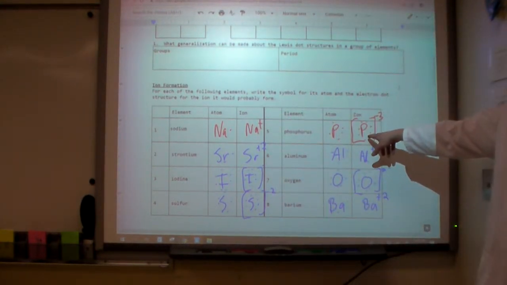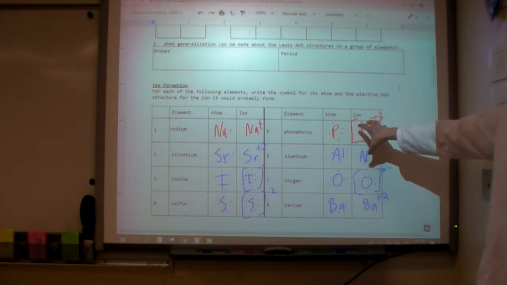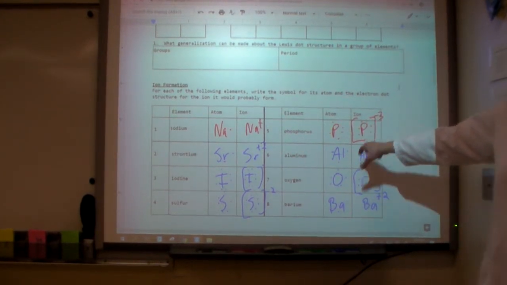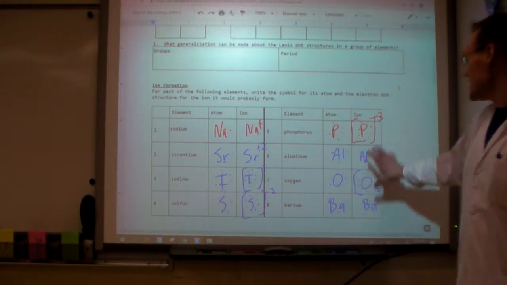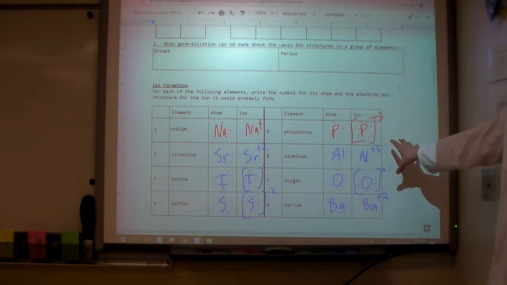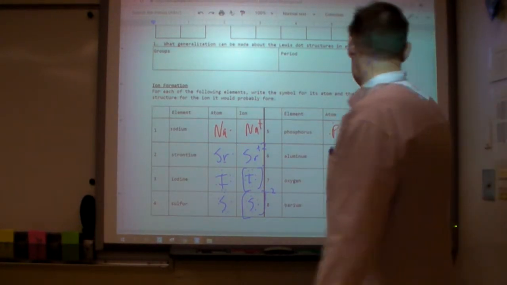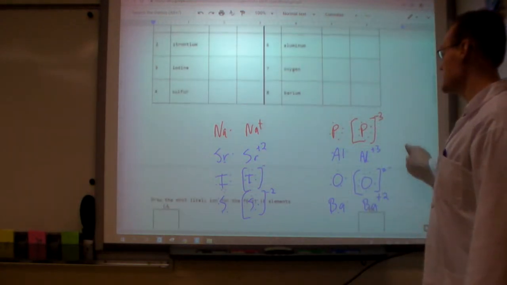But you'll notice that phosphorus ended up gaining three electrons, which now means it has eight dots all to itself, and it's being a pig and holding onto them and not sharing. Hence, the brackets. The brackets are there to show the selfish nature of those negative ions holding on to those negative electrons. Questions on this part? Let's take a look at what ionic compounds look like next.